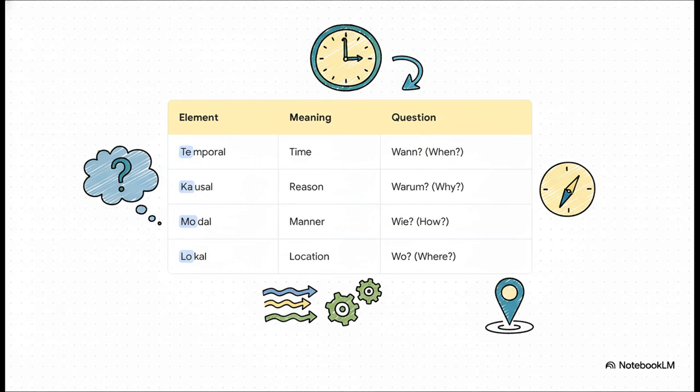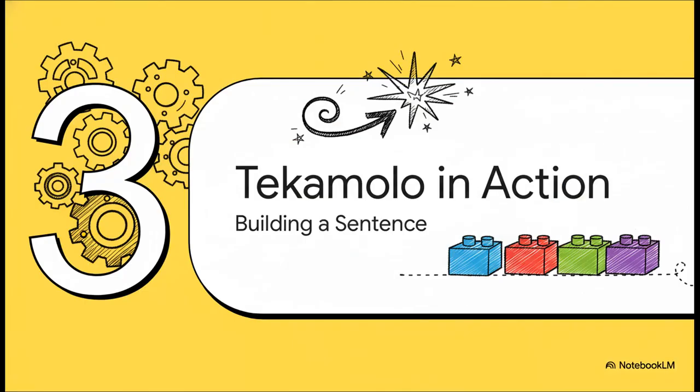You've got T for temporal, which answers wann, or when. Then Ka for causal, answering warum, or why. Next up, Mo for modal, which is all about wie, or how. And finally, Lo for local, answering wo, or where. So, time, reason, manner, place. That right there is your default order. Simple, right? All right, theory's great, but let's see this thing in action.